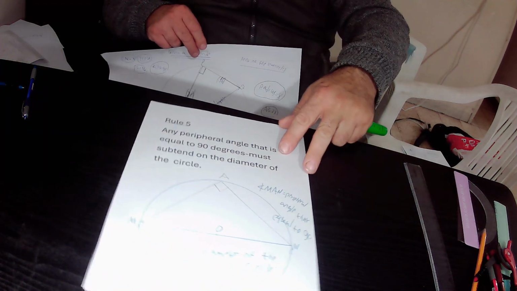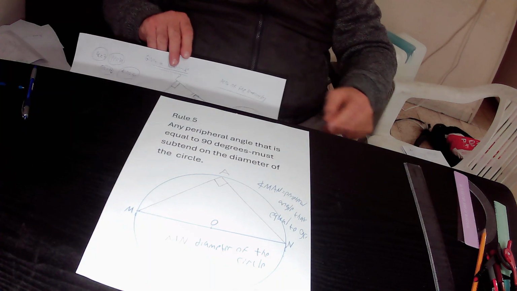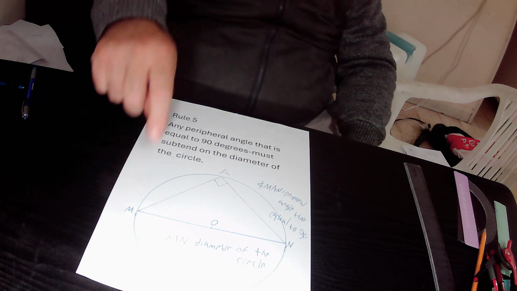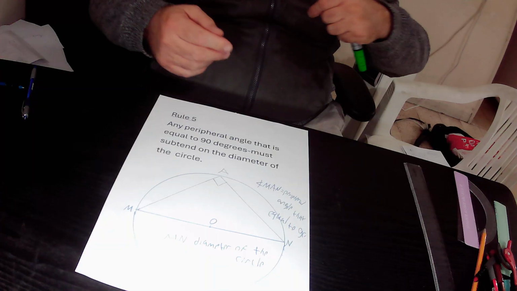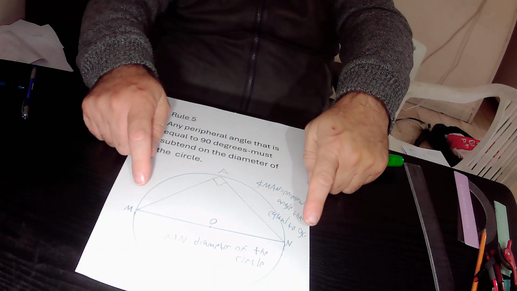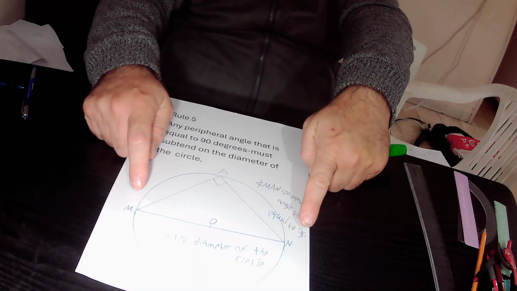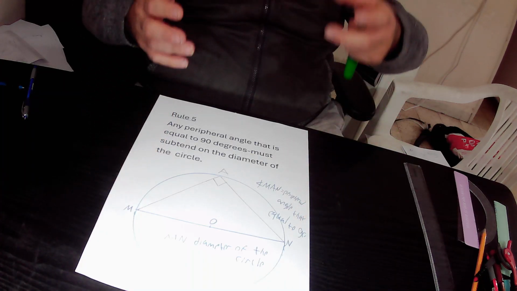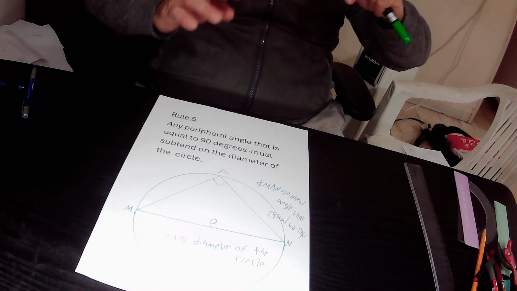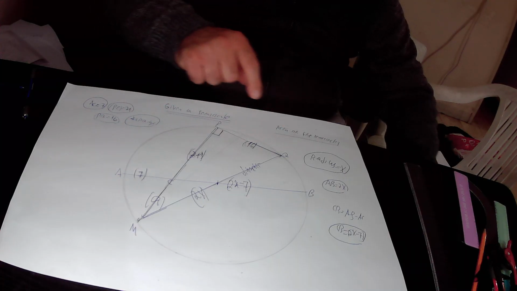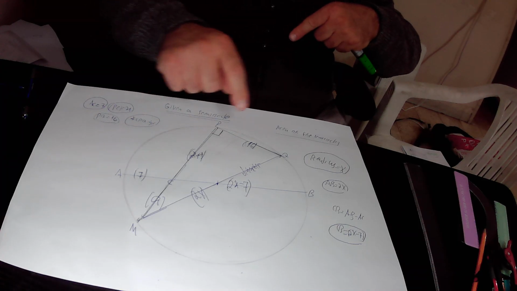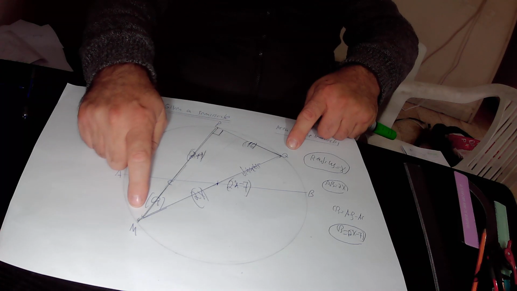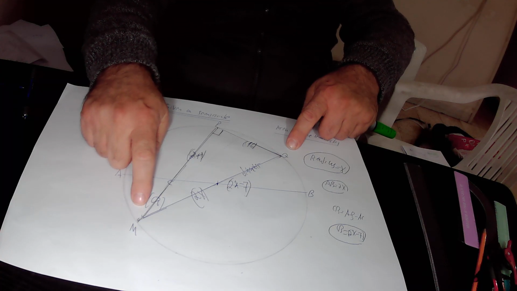According to Rule 5, any triangle with a 90 degree angle must be subtended on the diameter of the circle. For example, if triangle MAN has a 90 degree angle, it must subtend on the diameter of the circle, so chord MN is the diameter. Now in our drawing, triangle MPQ has a 90 degree angle, and therefore it must subtend on the diameter of the circle. Triangle MPQ subtends on chord QM, and therefore according to Rule 5, chord QM must be the diameter of the circle.